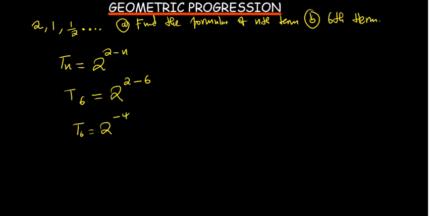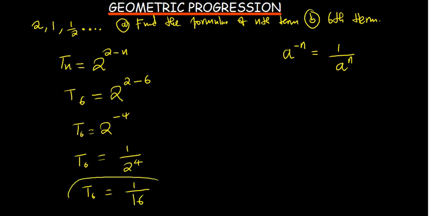And then from indices again, if you have got a to the power negative n, it can also be written as 1 over the same a, but the n becomes positive, like that. So even this one, we can write it as 1 over 2 to the power 4, but the 4 has become positive. So this will give us the sixth term being 1 over 2 to the power 4, means 2 times 2 times 2 times 2, which is what? A 16. So this is the nth term.